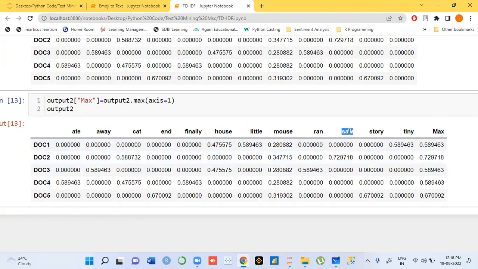Clear? In the third document, here we can say the highest comes from who? Away and ran. Alphabetically, which comes first? Away or ran? Away. Away will get importance. This way, guys, we find the most important word in a document, in a sentence. Clear? Any question, please ask.